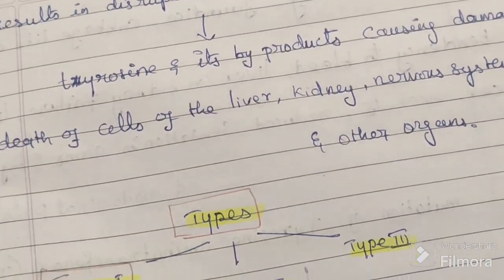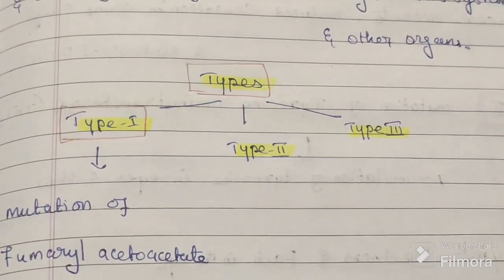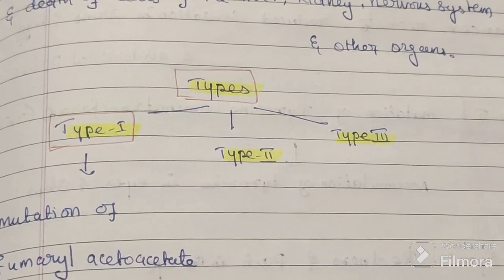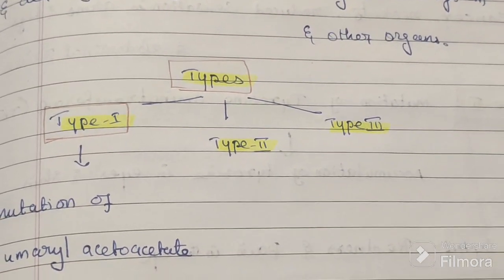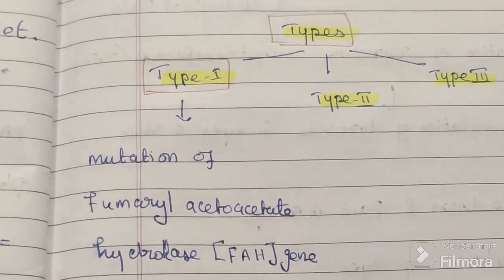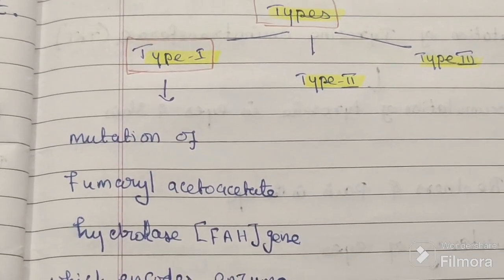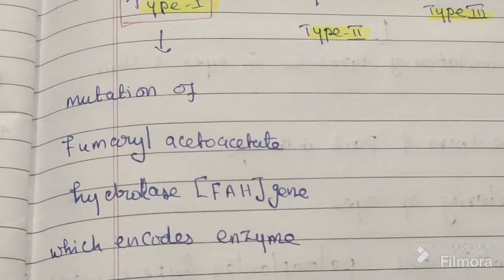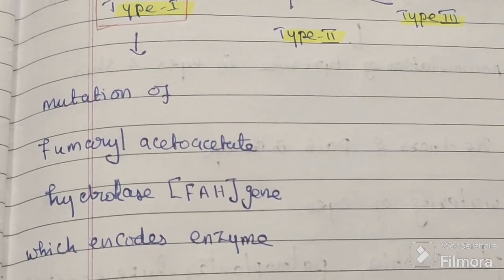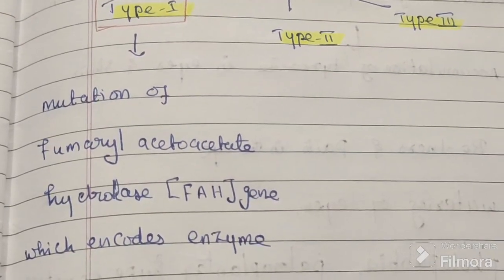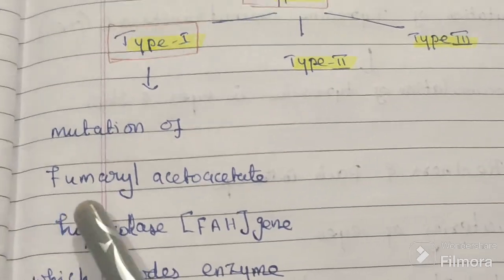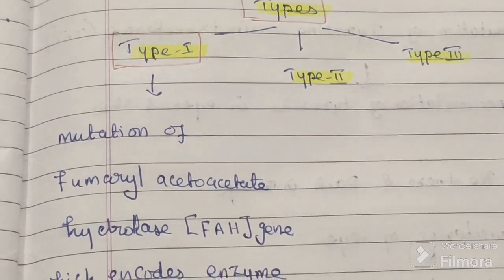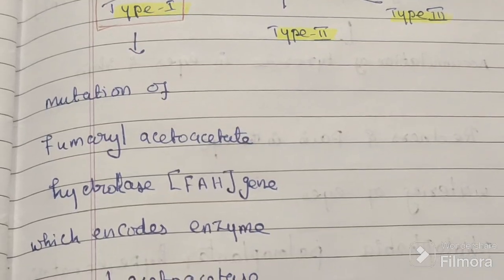Next, types of tyrosinemia. It has three types: type 1 tyrosinemia, type 2 tyrosinemia, type 3 tyrosinemia. Type 1 occurs due to mutation of the fumarylacetoacetate hydrolase gene, which encodes that enzyme.